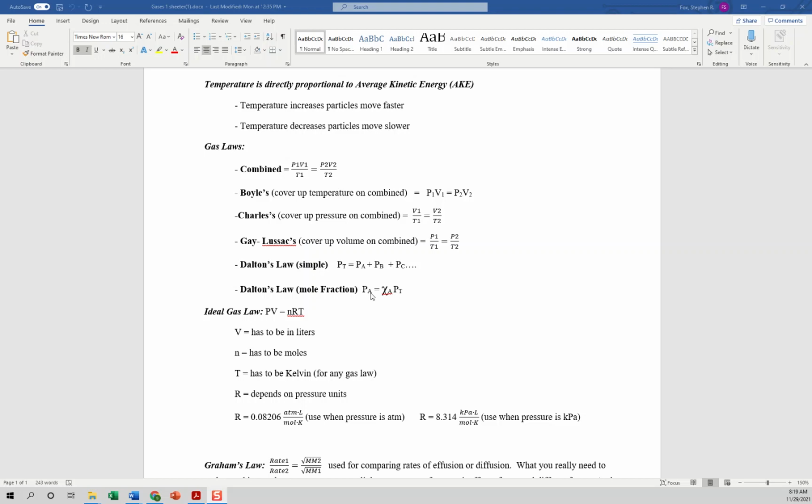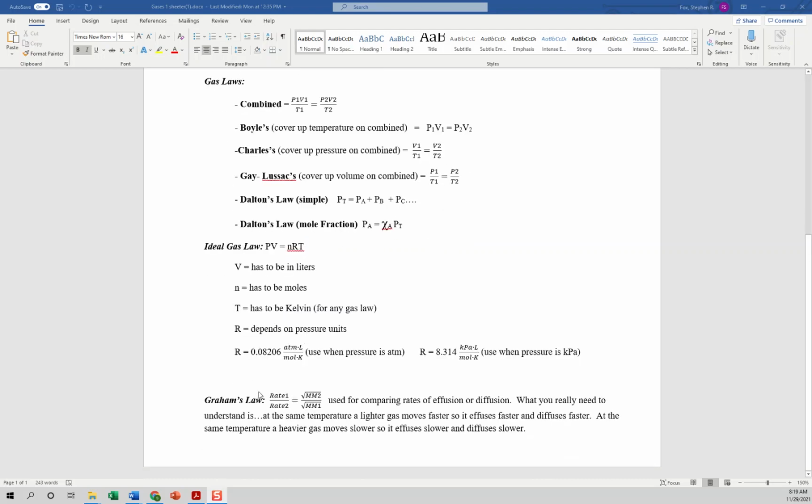Okay. So again, the ideal gas law here, the thing to remember about this is you're going to have to use the ideal gas law when you're not at standard temperature and pressure. A lot of times when you're at standard temperature and pressure, you can use 22.4 as a shortcut.